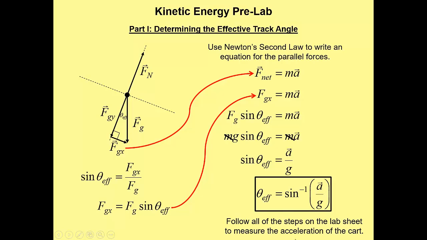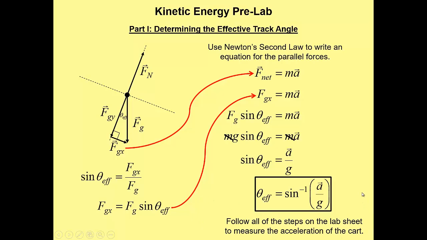And there's a whole bunch of steps for you to follow, to hook up your cart with the Bluetooth to the computer and to set up a velocity time graph and to run it all. It's something we've done before. But follow the steps on the lab sheet and it'll show you how to figure out the acceleration. And once you figure out the acceleration, you plug it in and you can figure out the effective angle. Again, the angle that acts like there is no friction. So that when we get to the energy part of the lab now, we can kind of treat it as if there's no friction.